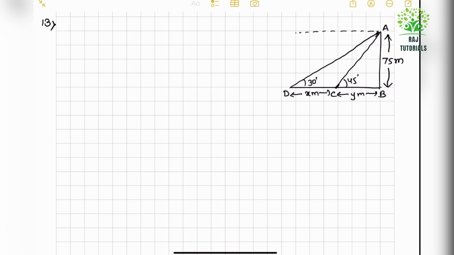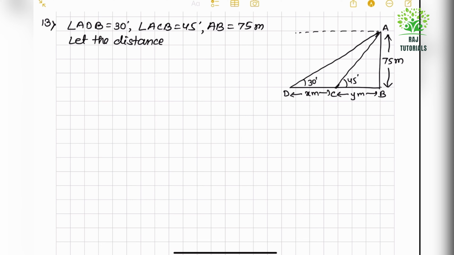Next it says, as observed from the top of a 75-meter high lighthouse from the sea level, the angle of depressions of two ships are 30 degree and 45 degree. If one ship is exactly behind the other on the same side of the lighthouse, find the distance between them. So, given angle ADB equal to 30 degree, angle ACB equal to 45 and AB equal to 75 meter, that is lighthouse.